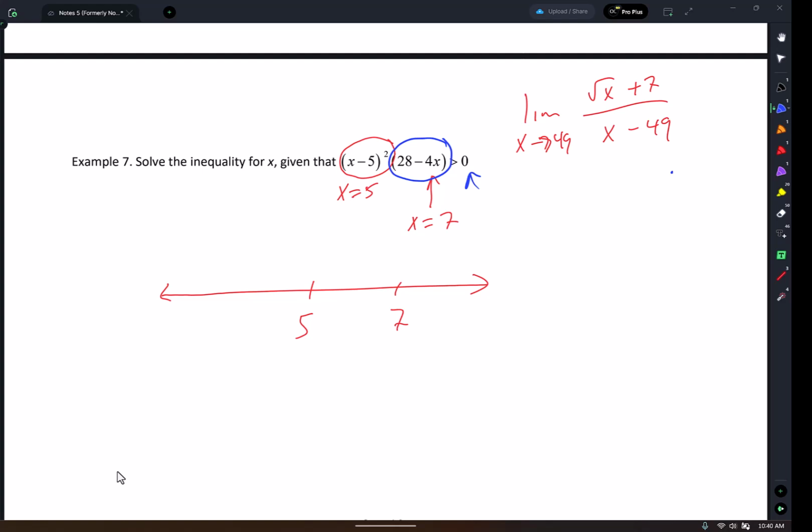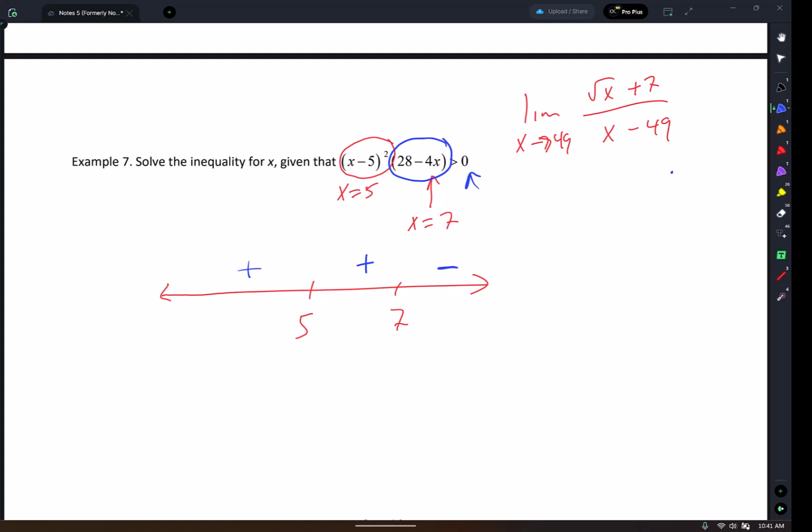So if I plug in a 0, 28 minus 4 times 0, is that positive or negative? Positive, so I'll put a plus symbol. Give me a number between 5 and 7. 6. 4 times 6? 24, right? And then 28 minus 24? 4. So that's positive. You just care about positive or negative. Give me a number bigger than 7. Any number. 8. 4 times 8? 28 minus 32? There it is.